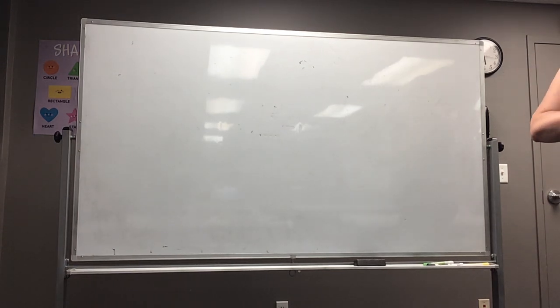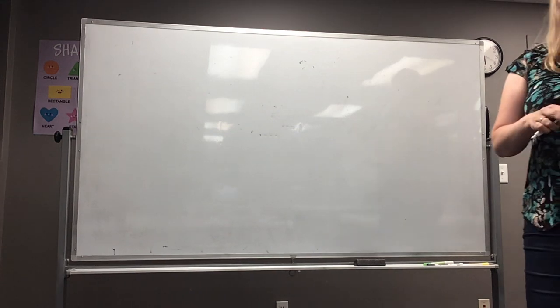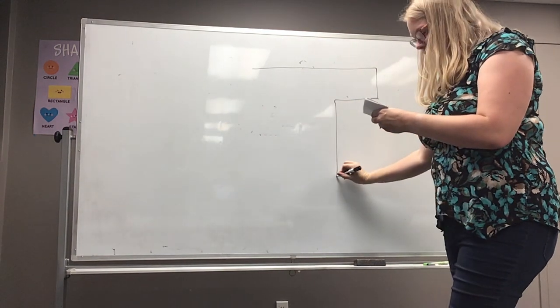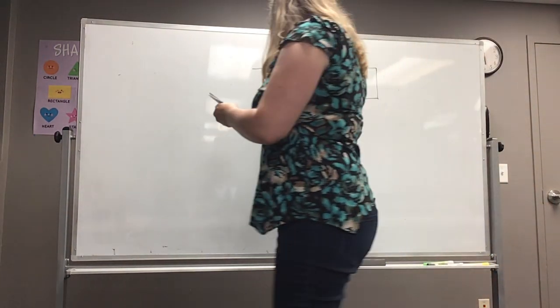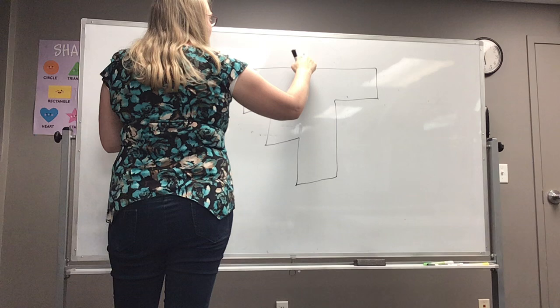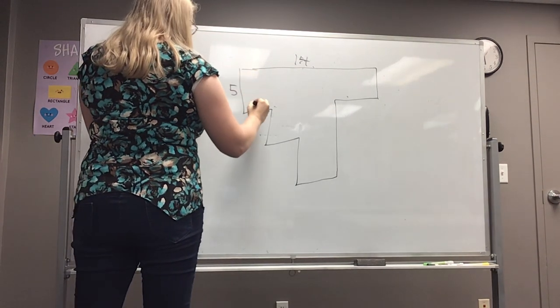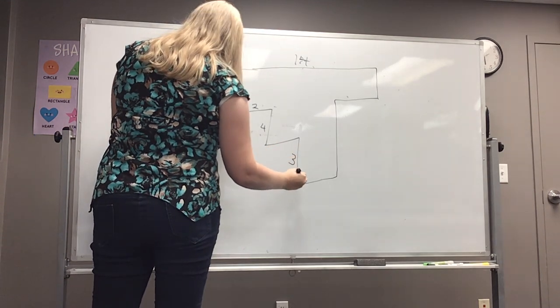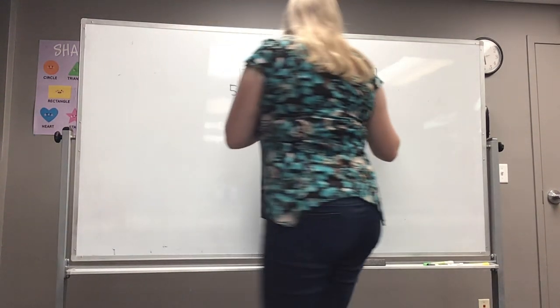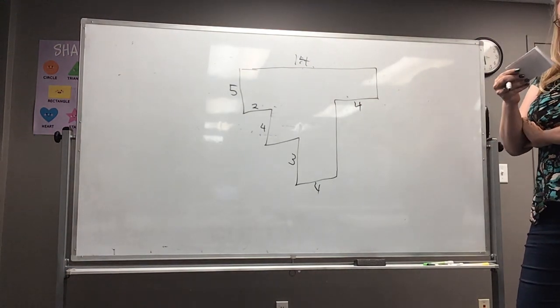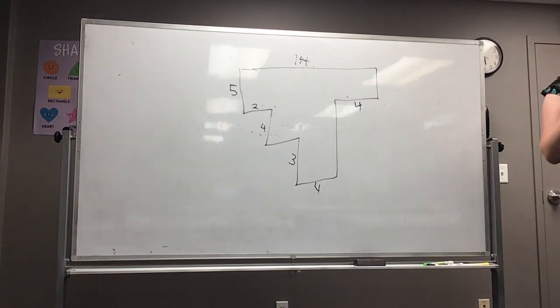Again, another 41. Apparently 41 is a great time to have geometry questions. We have a drawing that looks like this. It's 14 across the top and 5, 2, 4, 3, 4, 4, and unknown. And the question is, what is the perimeter in inches of the figure?